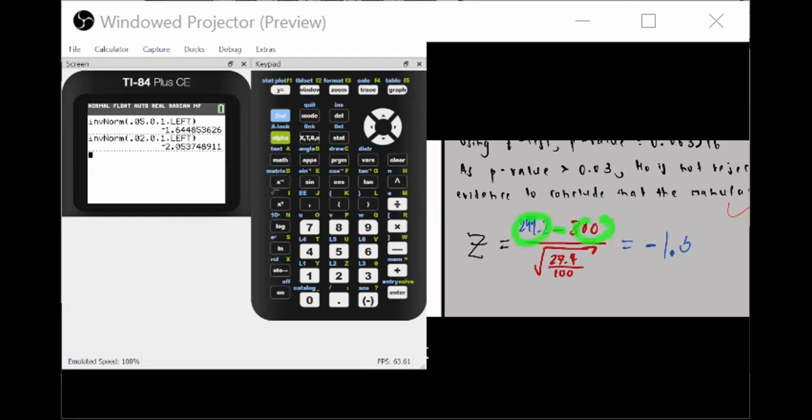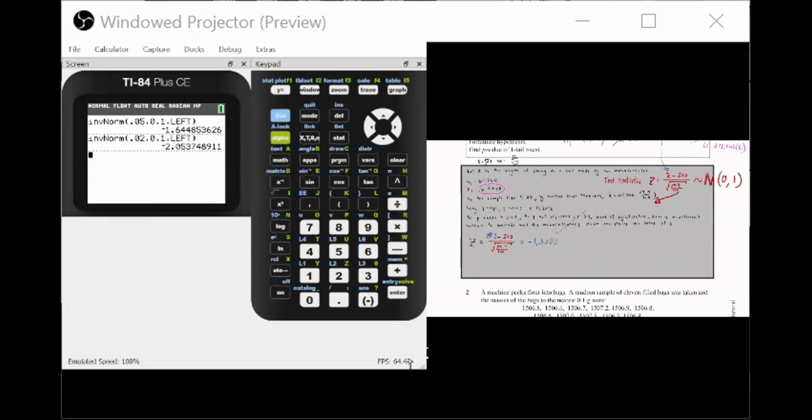299.2 minus 300 divided by square root of 27.4. Oh, I thought that was 29.4. Negative 1.5283. Yes, correct. Oh, sorry, that's a 7. Negative 1.5283. Okay. So now let's use the z test. I'll type it in, so we will get the same answer for the z value.